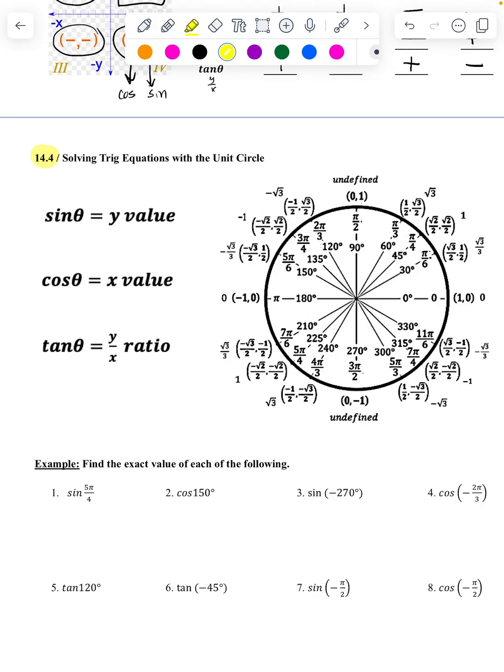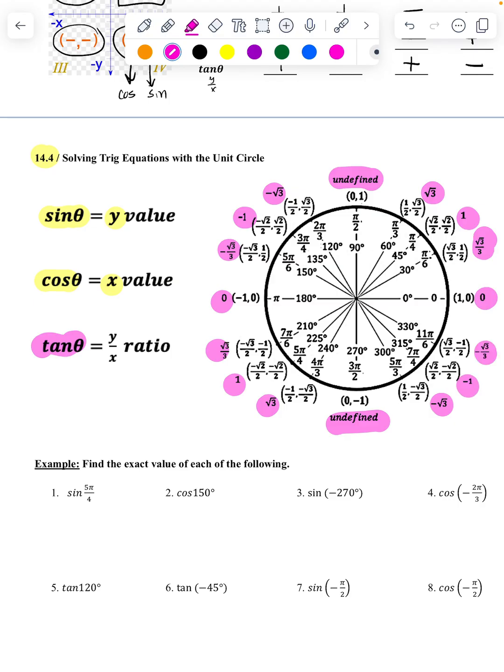We have a filled in unit circle, and we learned that when you are asked for sine, they're asking for the y value, cosine the x value, and then tangent's a combination of the y and the x, but we do have the tangent values on here so that we are not stuck doing that y divided by x every single time, because that's pretty time consuming and can get messy.